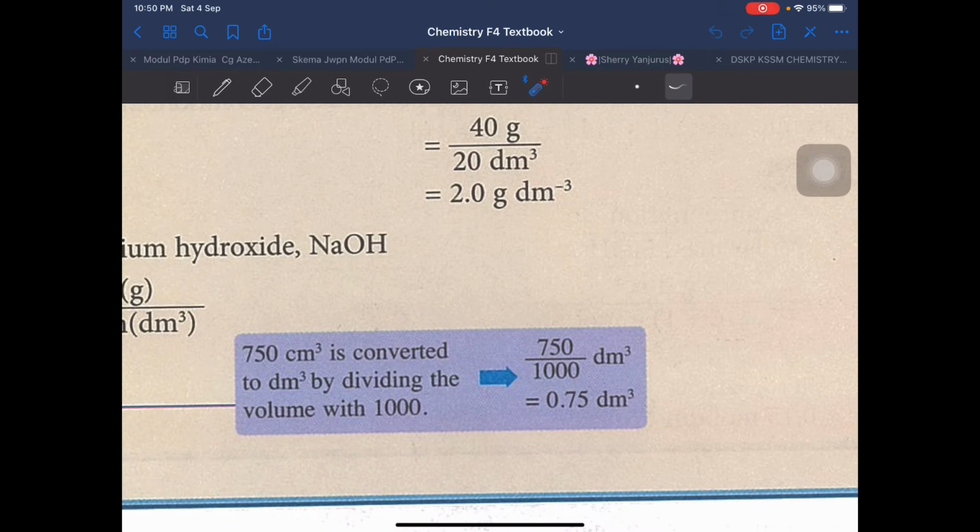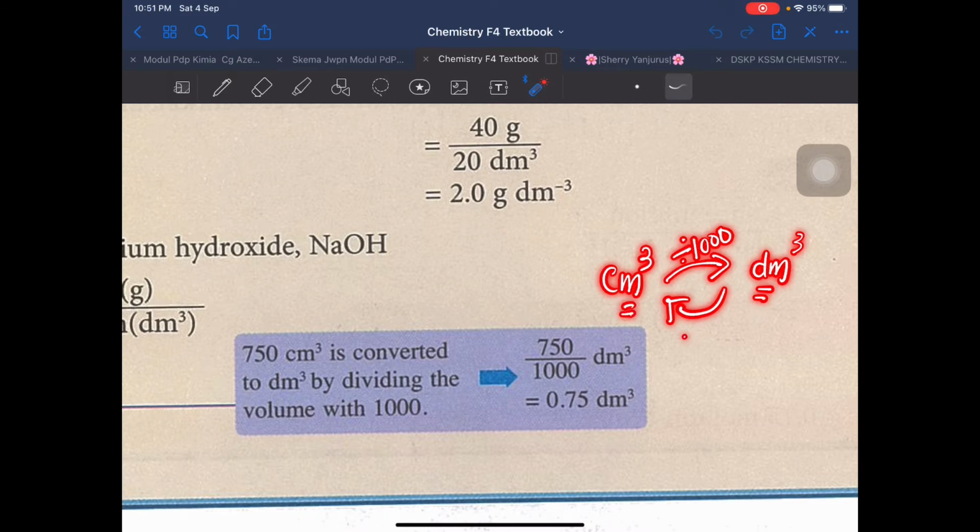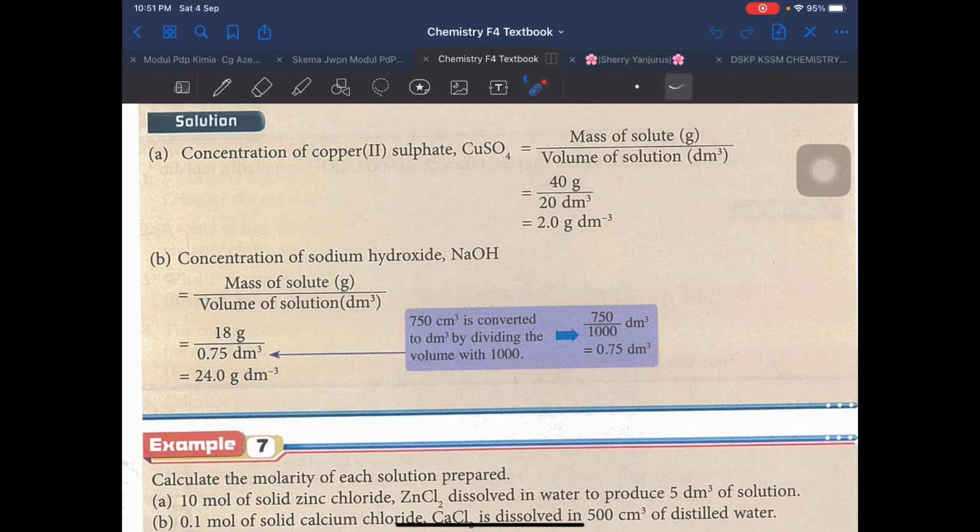To convert cubic centimeter to cubic decimeter, you need to divide by 1000. Remember that. Okay? From cubic centimeter to cubic decimeter, you need to divide by 1000. Vice versa. If you want to have decimeter padu to centimeter padu, you need to times 1000. Okay. So you got the correct unit and you can put it in the formula. Press your calculator, then you can find the concentration of sodium hydroxide NaOH.